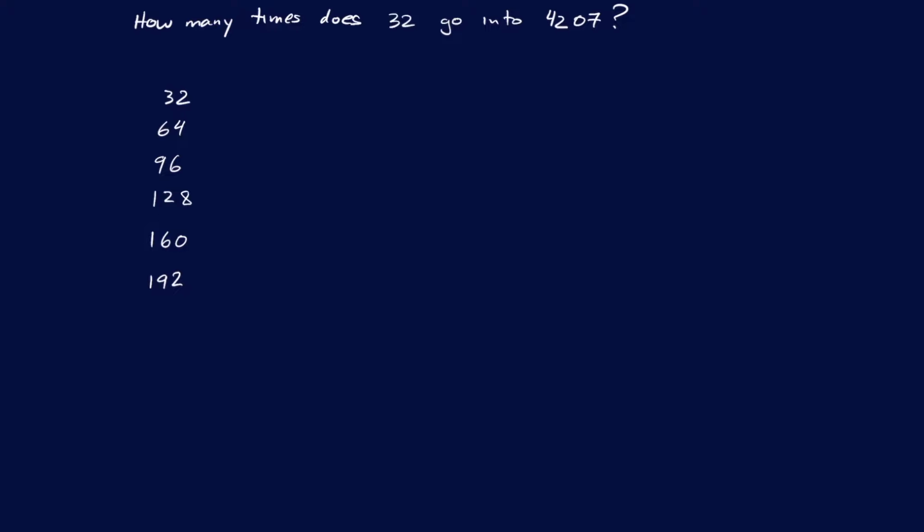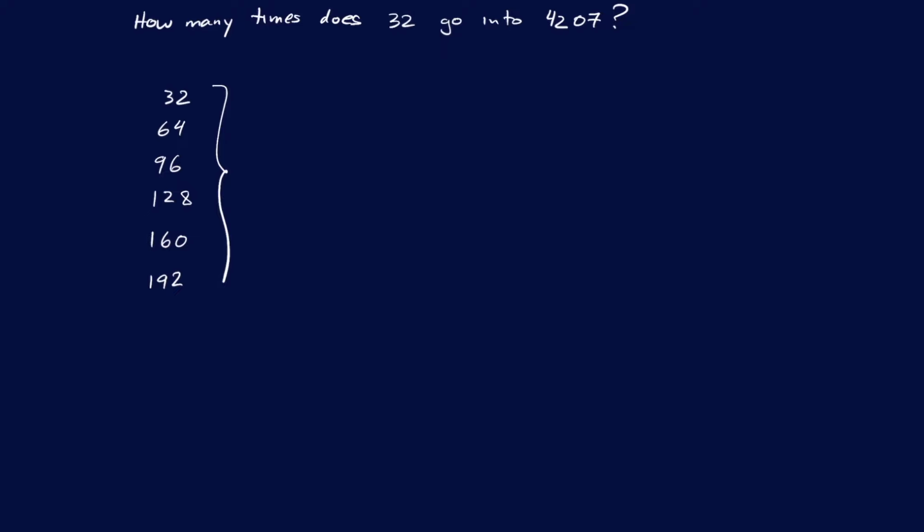And this one's a little bit harder because 32 going into 4207 is going to give us a remainder, because 4,207 is an odd number and 32 is an even number. So to start us off here, I've written down the first few multiples of 32 so that it's easier to figure out how many times 32 goes into a given number.